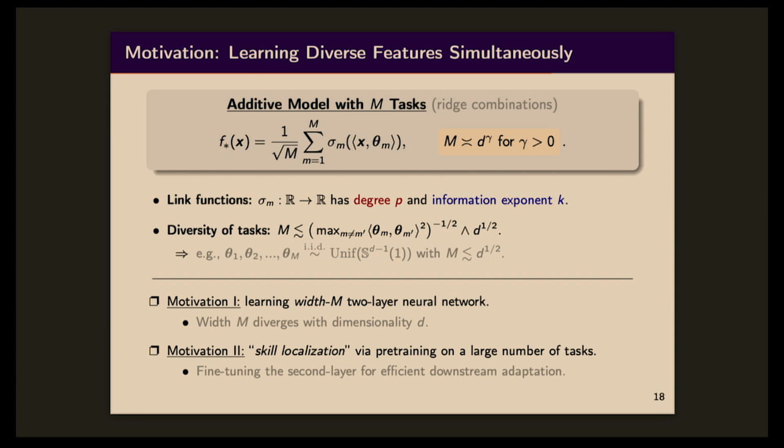So basically, the pre-training phase will be to learn the first layer parameters. And after that, you can fine-tune the second layer weights so that you can adapt to each of the individual skills. And this large M asymptotic is essentially indicating a regime where the number of skills, the number of tasks, is very large.